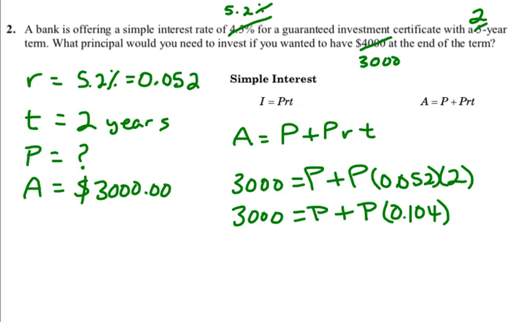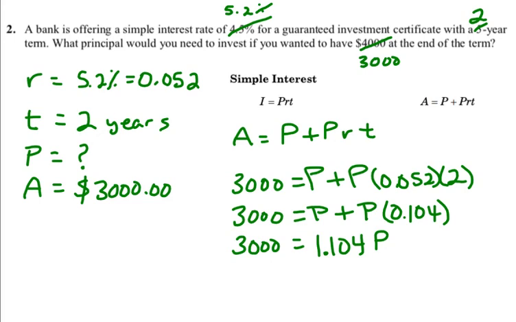But the problem that we have with this question right now is we have two P's. So we have to join those together. And we can always add things that are the same. We can join together like terms. So what we have is 1P, and we have 0.104P, and when we add those together, we'll get 1.104P. So we're just going to bring those together to bring the P's together.